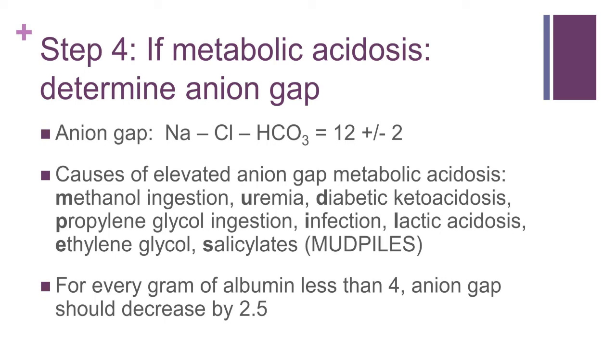Keep in mind that patients with a low albumin will have a lower anion gap. For every gram of albumin less than 4, the anion gap should decrease by 2.5. So for a patient with an albumin of 2, their anion gap should be about 7. For them, an anion gap of 13 would actually be abnormal.